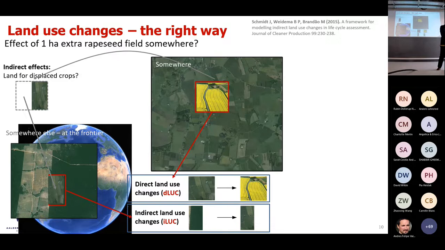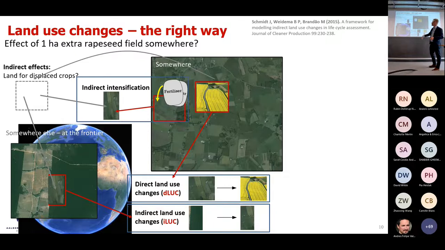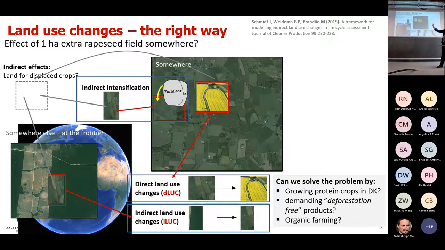We also have another lump of land we need to compensate here. How can we do that? We can add some more fertilizers somewhere in the system, and we can increase the yields, so we can actually get more products out of the same land, so that can also compensate some missing land. But that's the way we should model indirect land use changes. So after having presented this framework of modeling land use changes, then we could ask, can we solve the problem of the impact of land use changes by growing protein crops in Denmark?